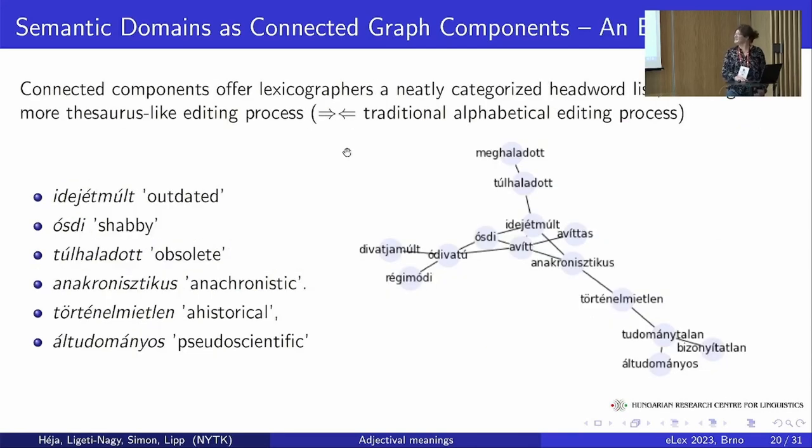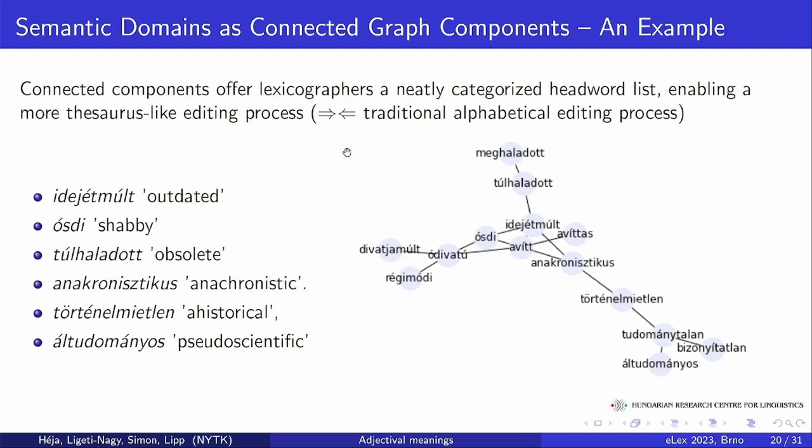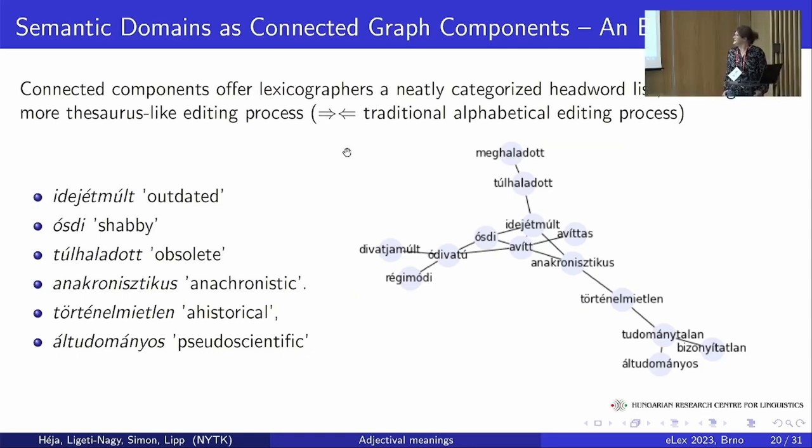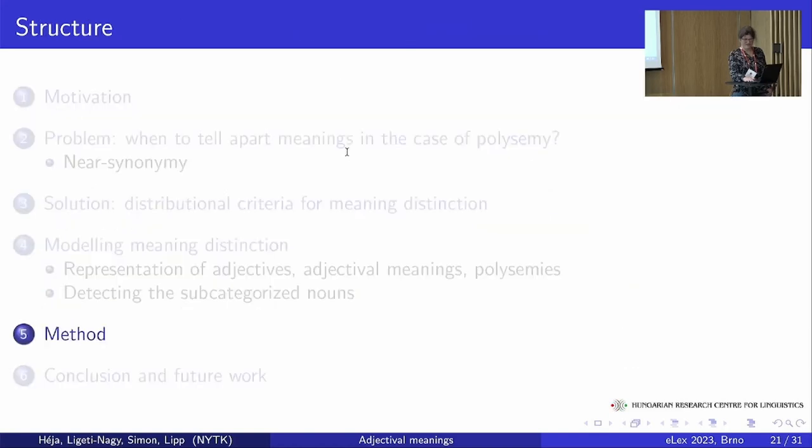So this is an example of a connected component. You can see, for example, here, I just started out from the adjective outdated in English, and you can proceed in three directions: one is obsolete, the other one is shabby, and the third one is anachronistic. And for example, if you proceed further in the direction of anachronistic, you finally arrive at pseudoscientific, which is not closely related but still belongs to this semantic domain. So some words about the method.